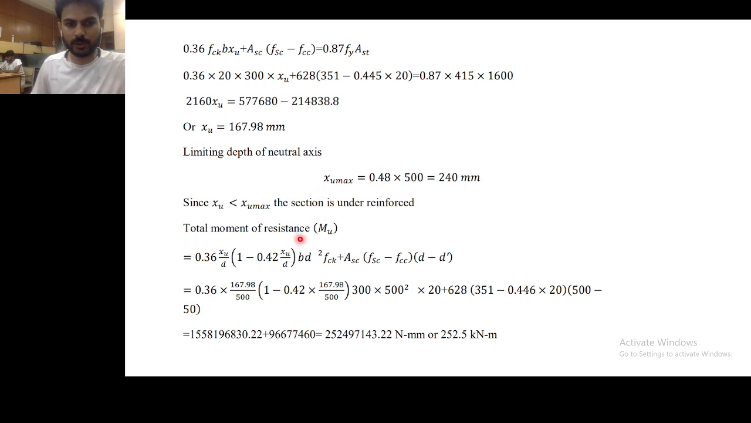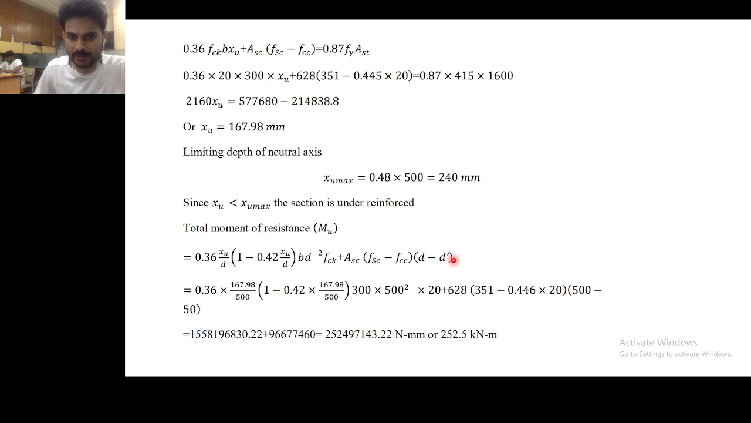So the total moment of resistance MU we can directly calculate by this formula: 0.36 XU by D, in bracket 1 minus 0.42 XU by D, into B D square FCK. That is the first formula, the normal formula we already have seen. And this is the addition for the compression steel, that is plus ASC in bracket FSC minus FCC into D minus D dash.